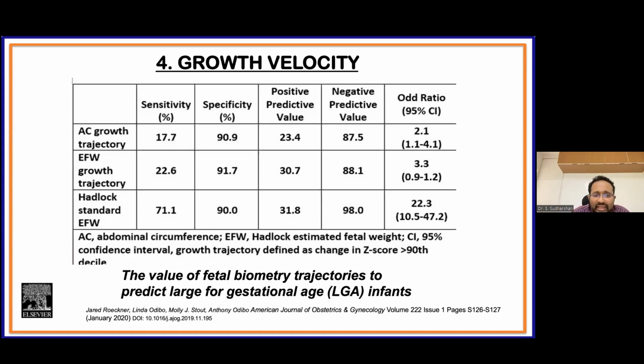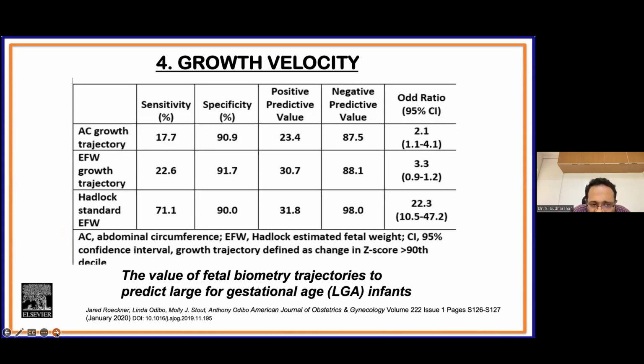But again, very recent evidence in 2020 and 2021 has shown that when they compare the growth trajectory of the AC, growth trajectory of the estimated fetal weight, to the standard single dimensioning of the EFW by Hadlock formula, the sensitivity of both the AC growth trajectory and the EFW growth trajectory was hardly 20%, while the standalone measurement of the weight, a single parameter by the Hadlock formula, had the best sensitivity.